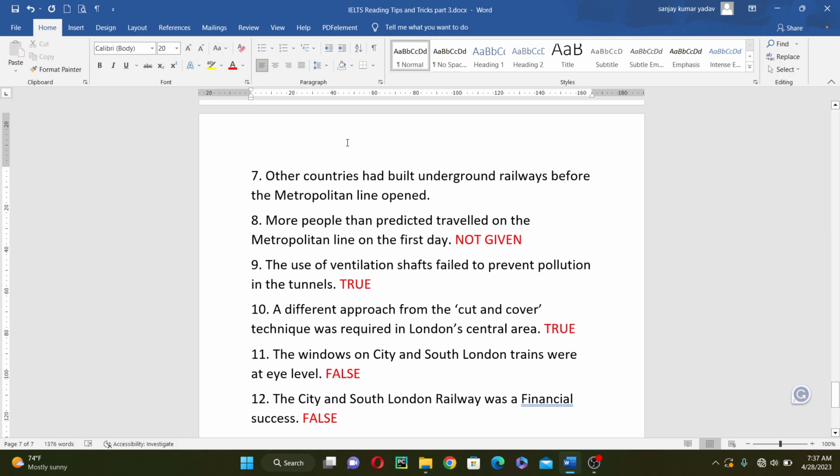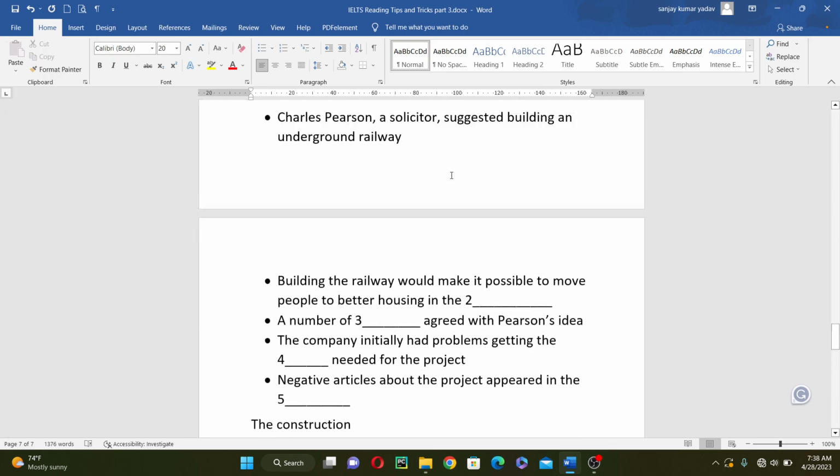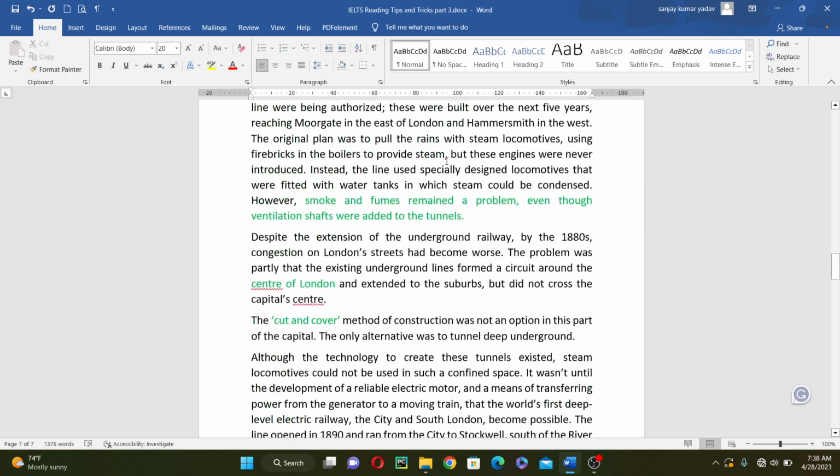Now let's move to question 7. Other countries had built underground railways before the Metropolitan Line opened. If other countries had built underground railways before the Metropolitan Line opened, it's true. If other countries had not built underground railways before the Metropolitan Line opened, it's false. If it's not talking about whether they have built or not, then it's not given. So let's move to question 7.